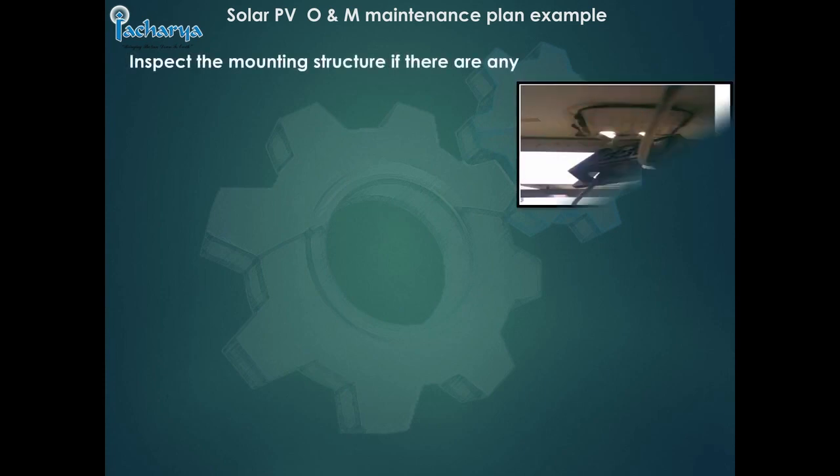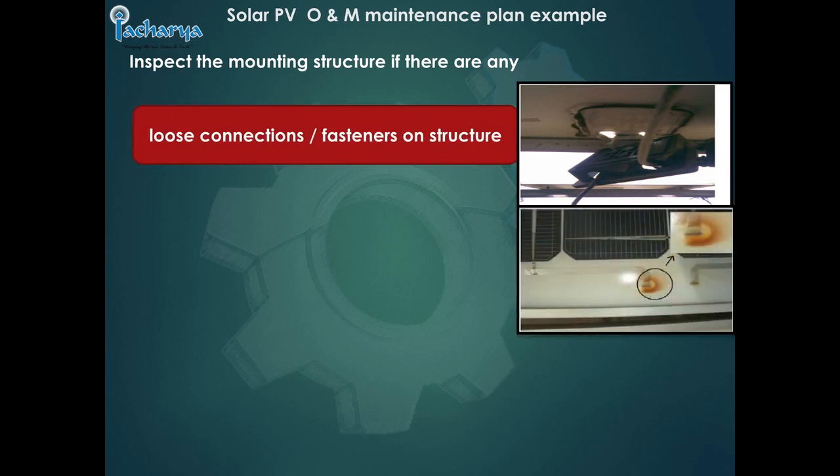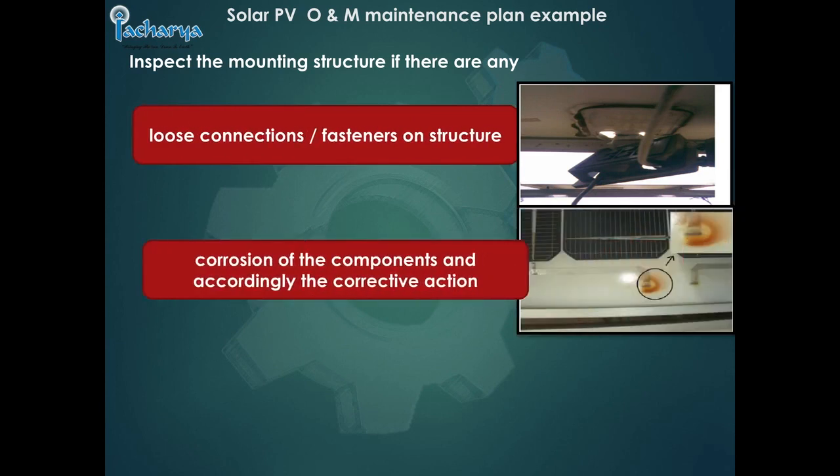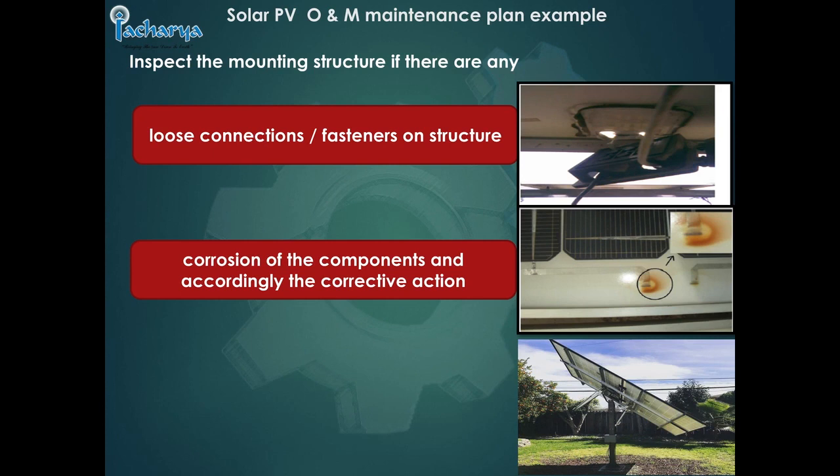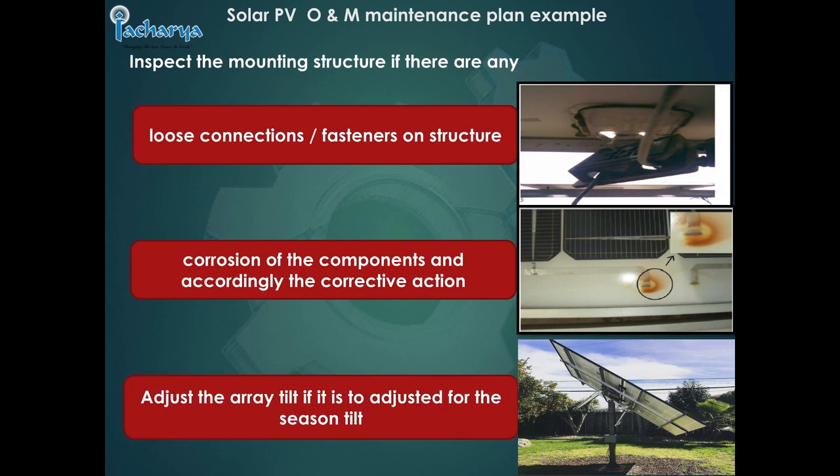Then, inspect the mounting structure for any loose connections or fasteners on the structure, and corrosion of the components. If anything has happened, the corrective action should be taken accordingly. Then, adjust the array tilt if it is to be adjusted for the seasonal tilt.